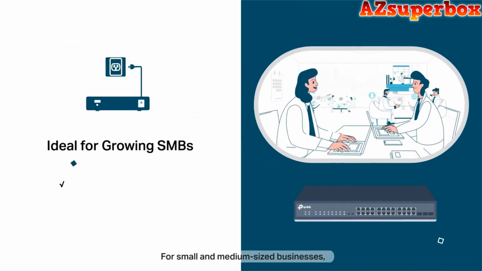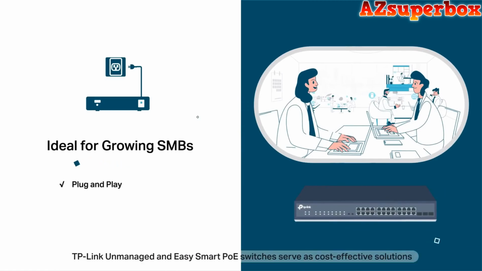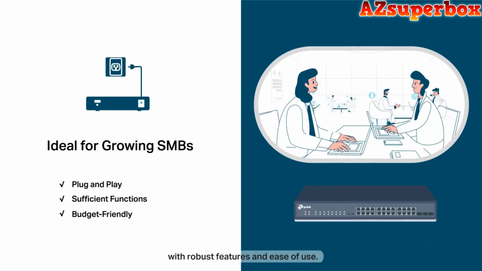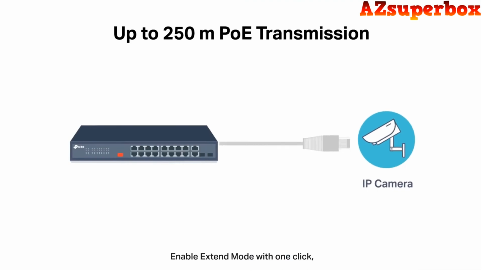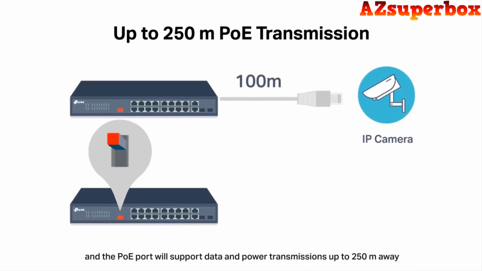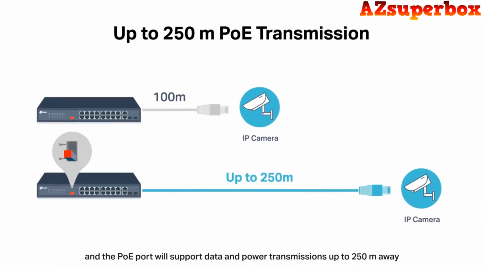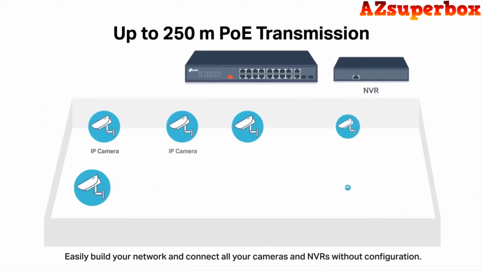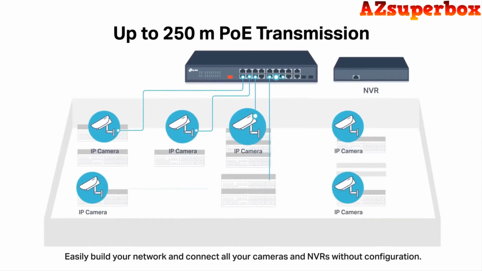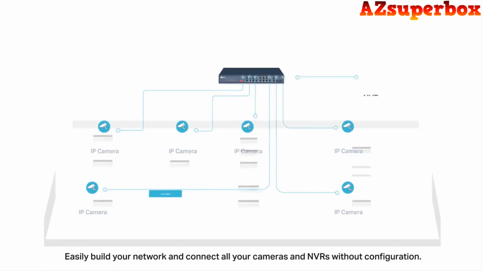For small and medium-sized businesses, TP-Link unmanaged and easy smart PoE switches serve as cost-effective solutions with robust features and ease of use. Enable extend mode with one click, and the PoE port will support data and power transmissions up to 250 meters away, perfect for surveillance camera deployment in large areas. Easily build your network and connect all your cameras and NVRs without configuration.